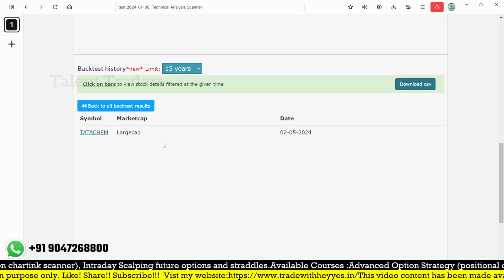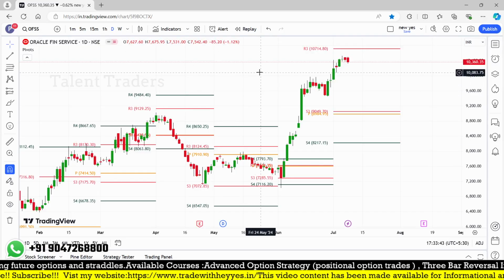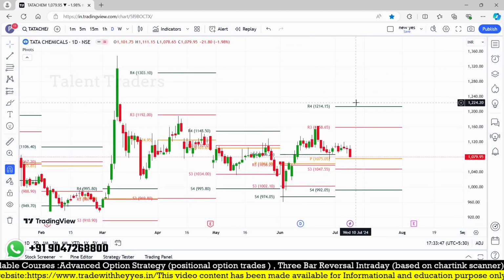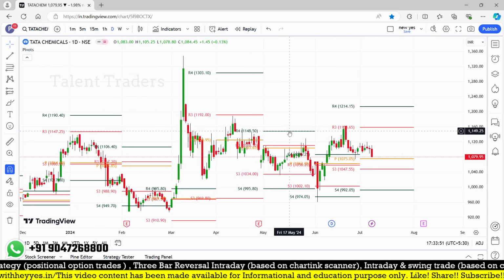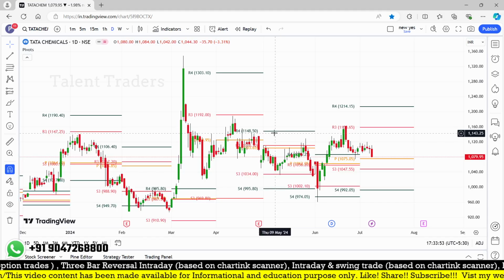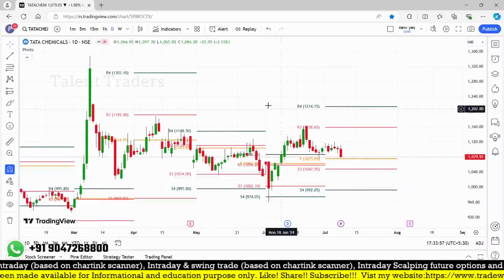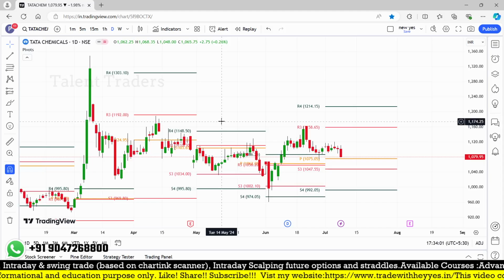Okay, so Tata Chemical is on the 5th of the month, that may be May. Where exactly is Tata Chemical here? That month it doesn't give you the opportunity. Sorry, the 5th of the month, right? So let me check Tata Chemicals, daily time frame. So here is the month.